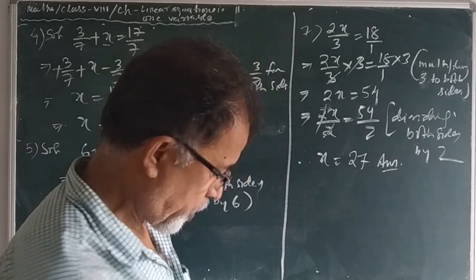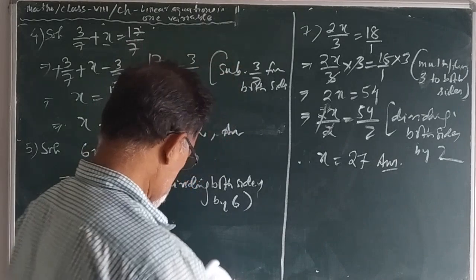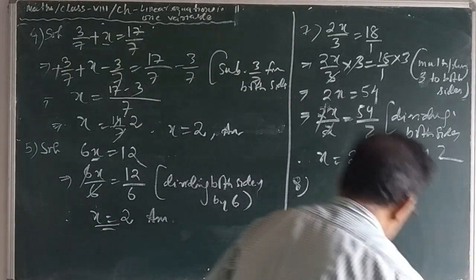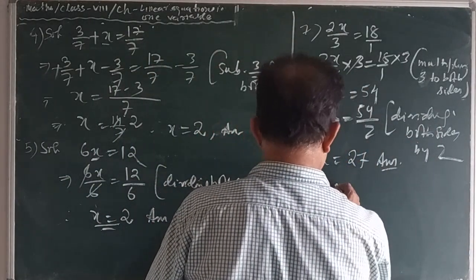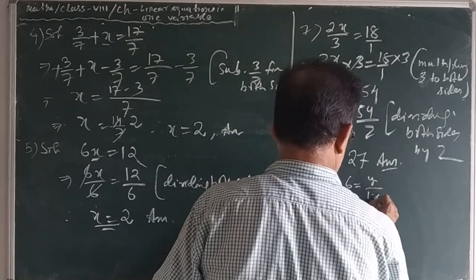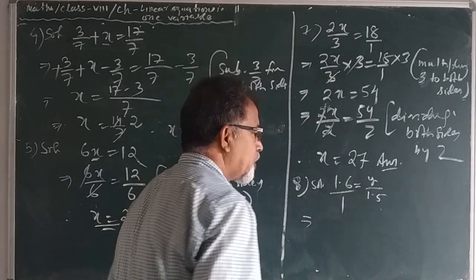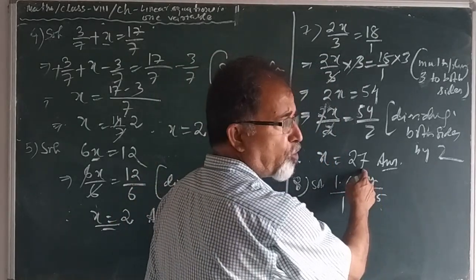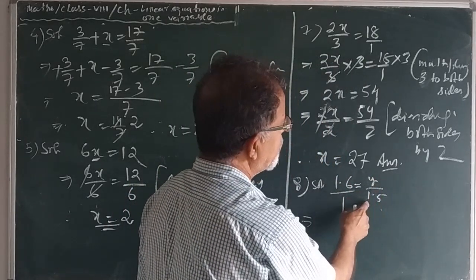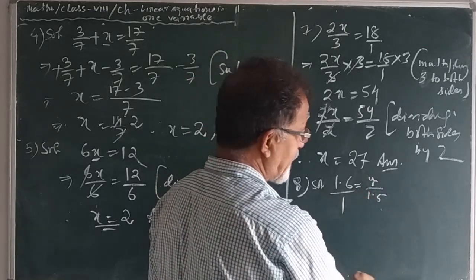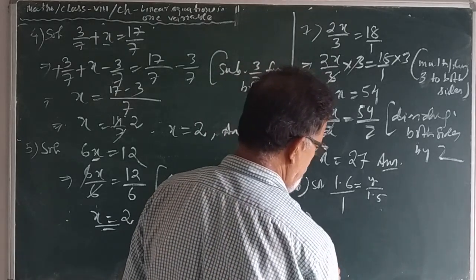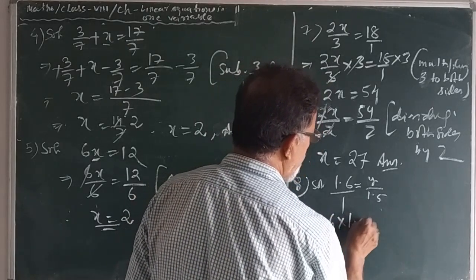Now question number 8. Solution: 1.6 equal to y by 1.5. Here we have to find the value of y, and on the right hand side it is y by 1.5. It means to remove 1.5 from the right hand side we will have to multiply both sides by 1.5, and therefore I am going to multiply both sides by 1.5.